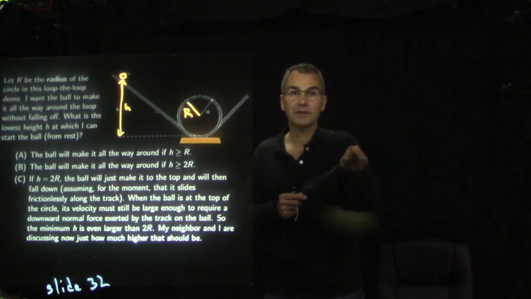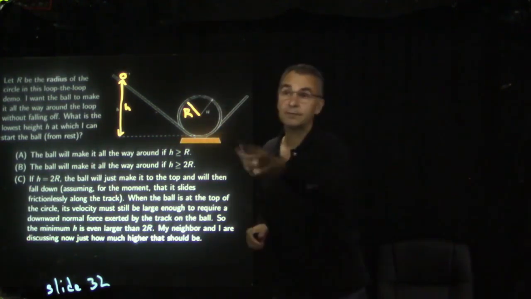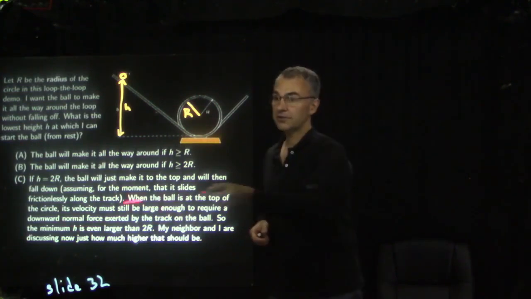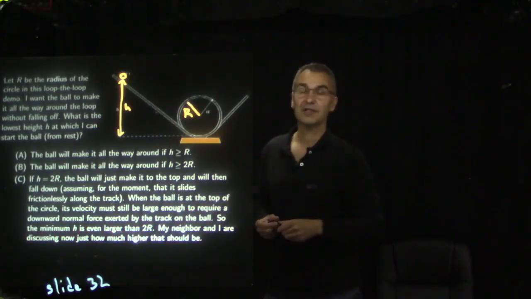The string can only pull, it can't push. Track can only push, it can't pull. It might be different if the track were a little tube, but the track is not a little tube, it's just a track. When the ball is at the top of the circle, its velocity must still be large enough to require a downward normal force exerted by the track on the ball. So the minimum height is even larger than 2r. Just how much higher, I'm still trying to figure out. Well, I think I like C.